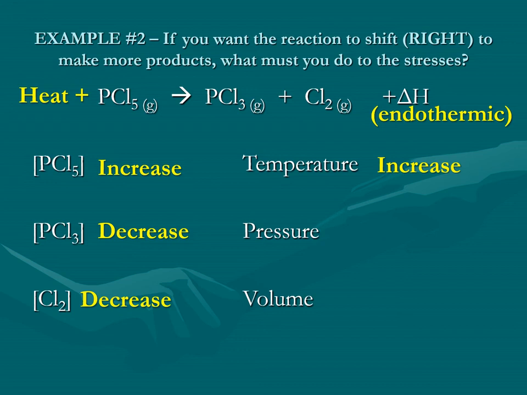Next, let's look at the pressure. On my reactant side, I have 1 mole of gas. On my product side, I have 2 moles. So I want to shift it toward the side with 2 moles, which means that's a greater amount. In order to make it shift toward more moles, I have to decrease the pressure.